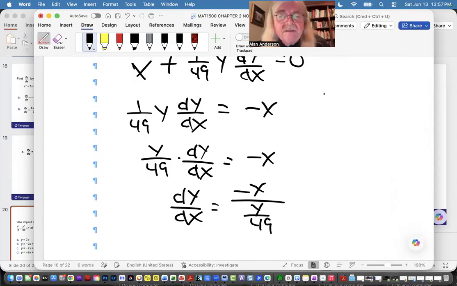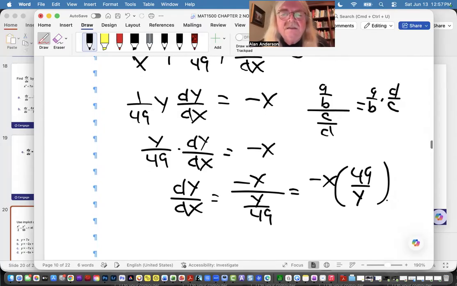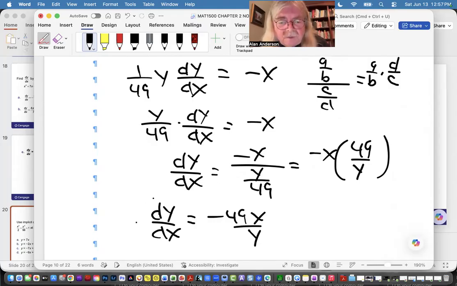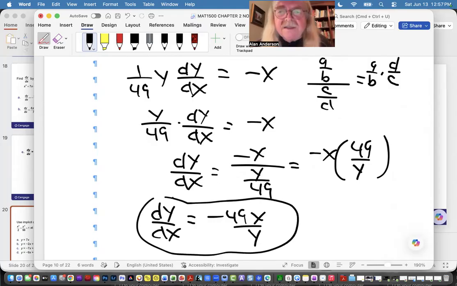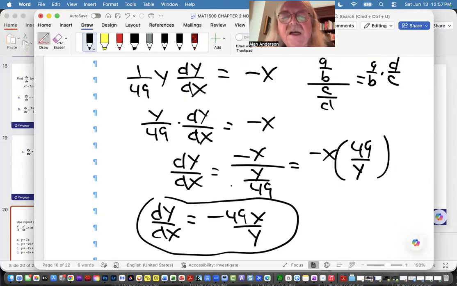Now, if you remember, dividing by a ratio is the same thing as multiplying by the inverse. So we're going to have negative x times 49 over y. So we have dy dx is negative 49 x over y. But we're not done yet because we still need to find the equation of this tangent line, which they chose the point 1 comma 7.